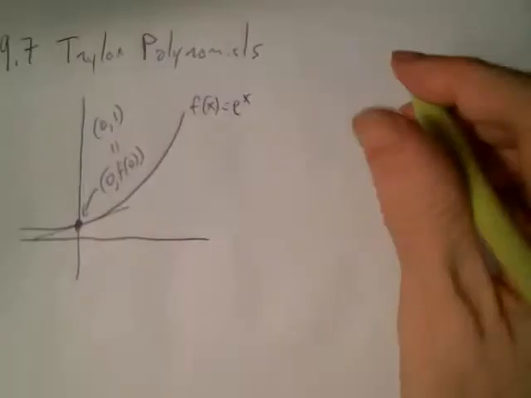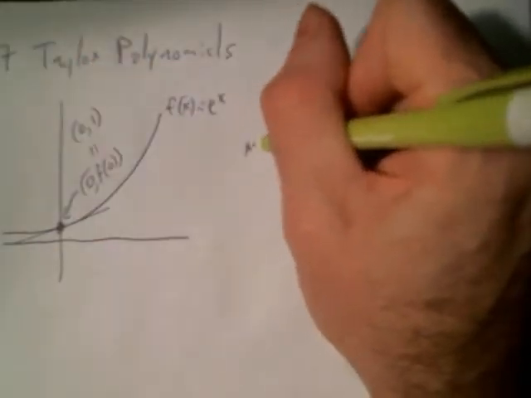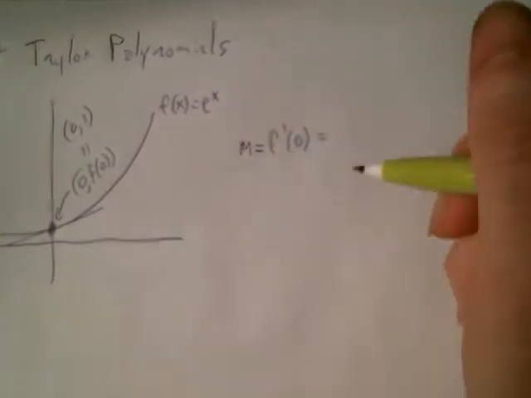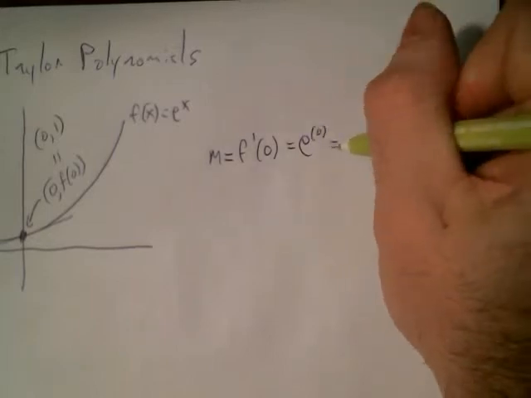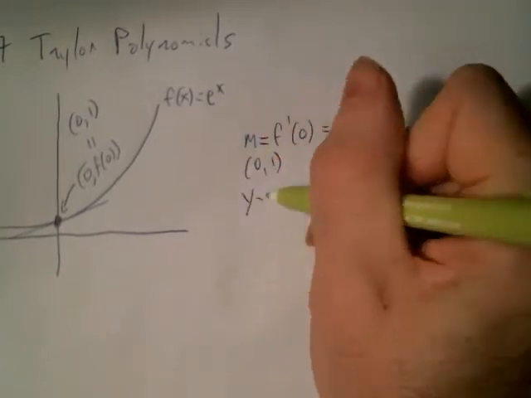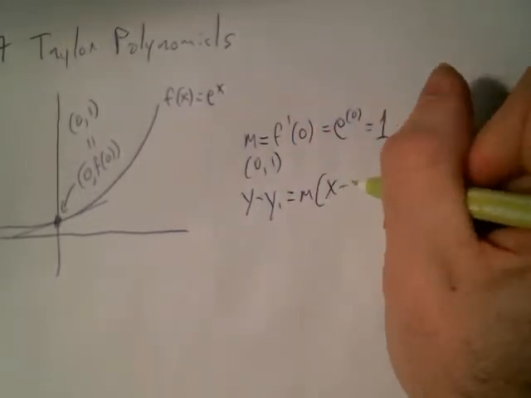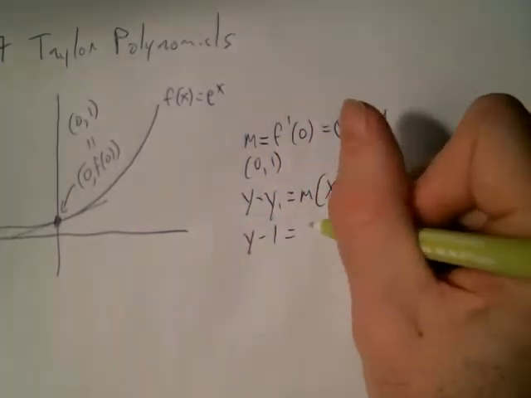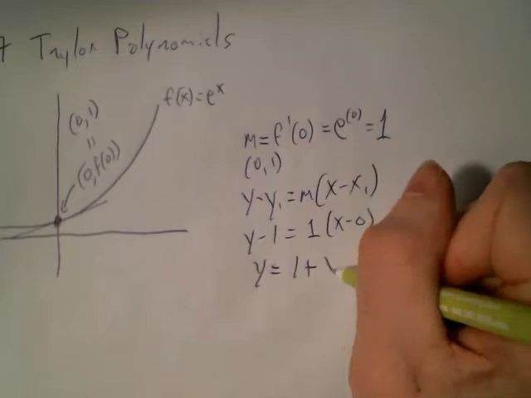And using the slope at this point, so note the slope of this tangent line should be f prime of 0. The derivative of e to the x is just e to the x, and so we have e to the 0th power, which is 1. And then we have a point on there, 0, 1, so we can use point slope form to create an equation here. So y minus 1 equals the slope, which is 1 times x minus 0. So y will equal 1 plus x.